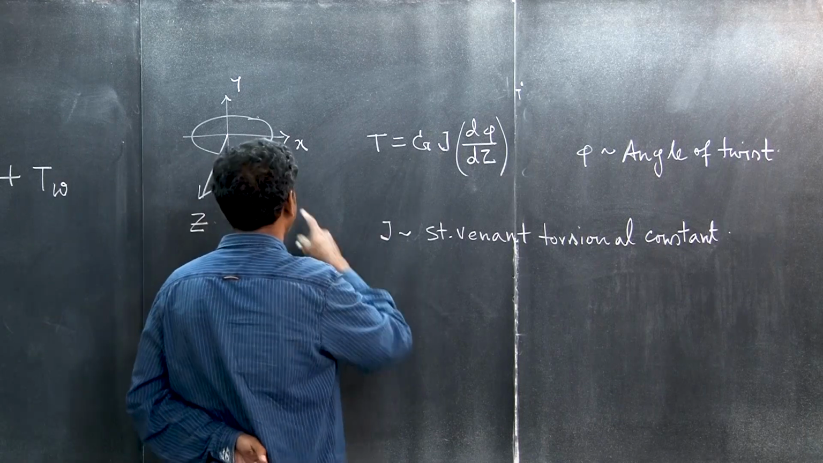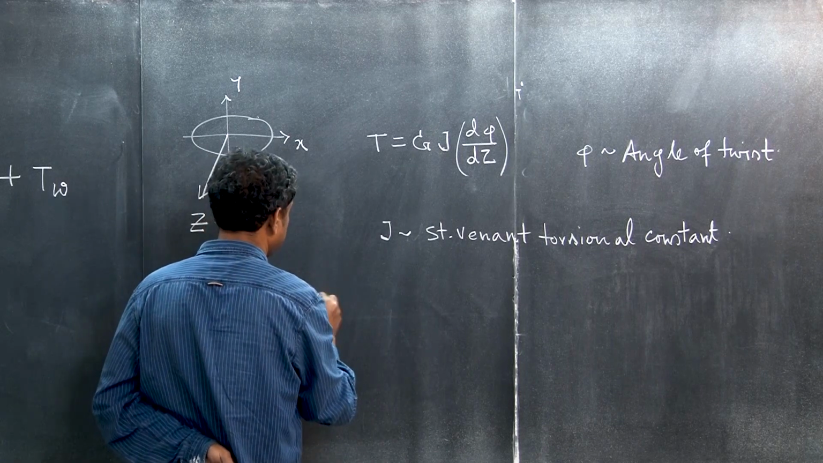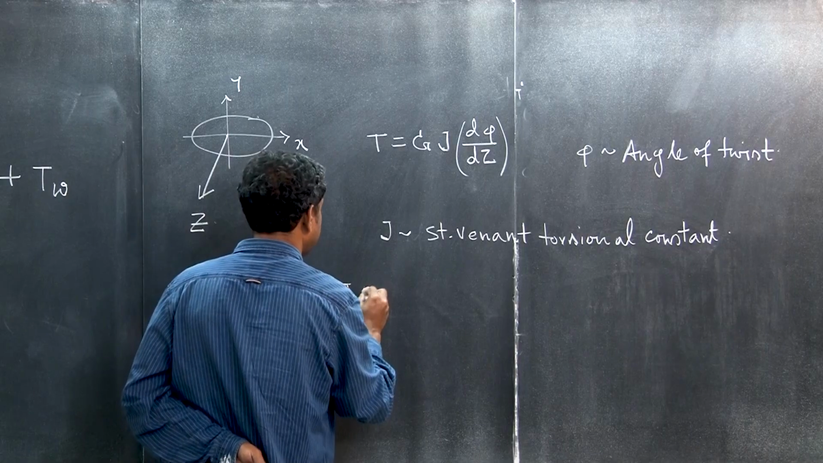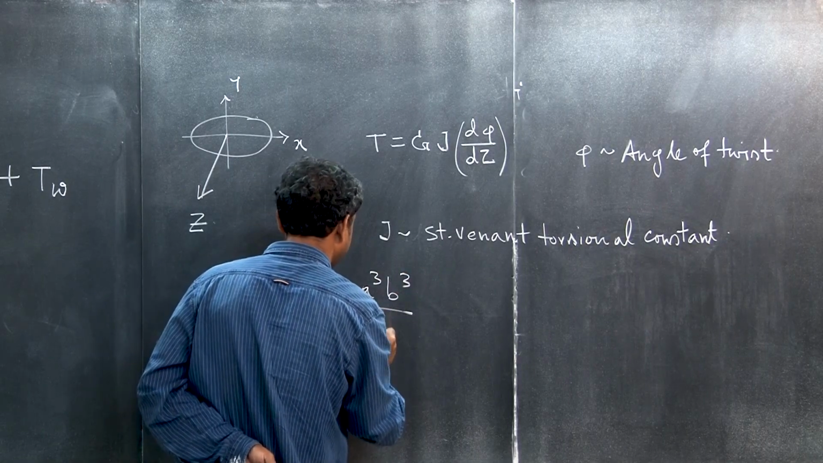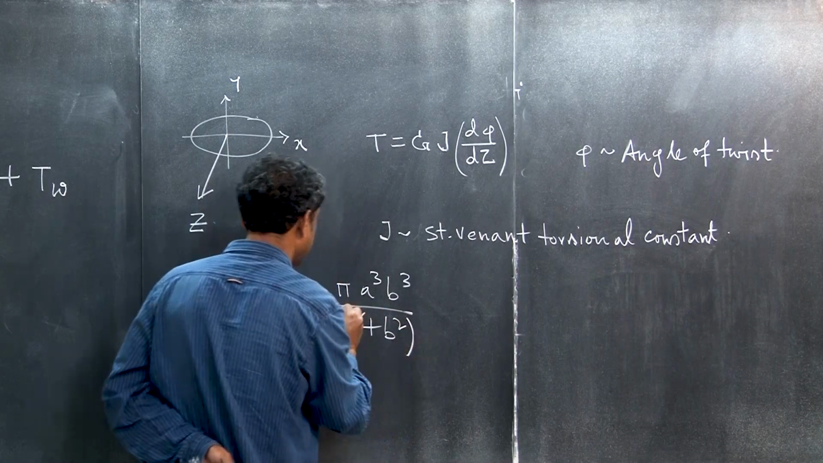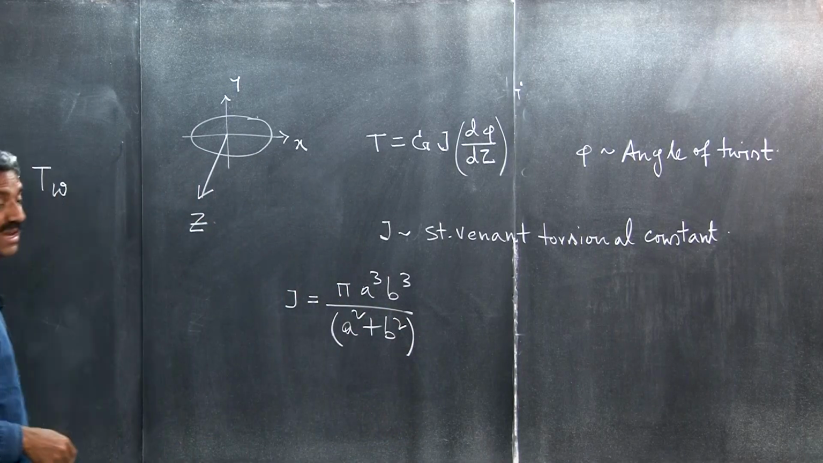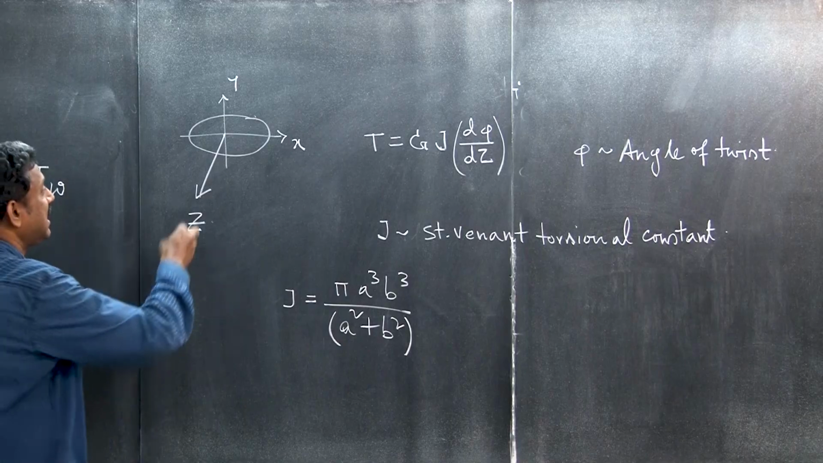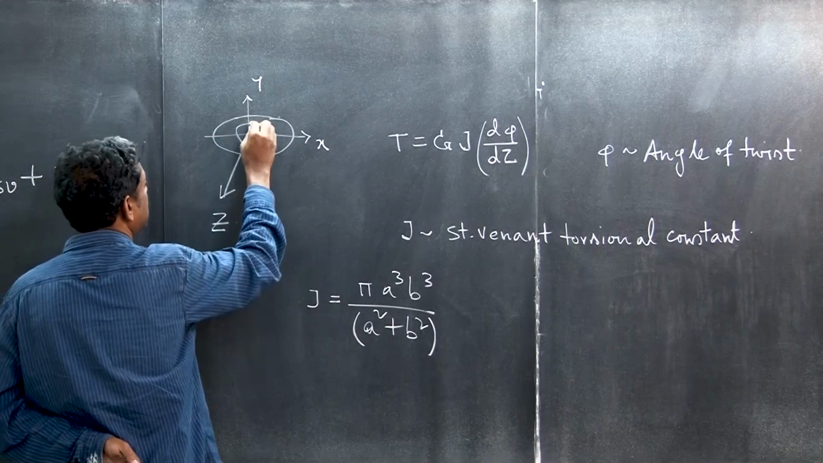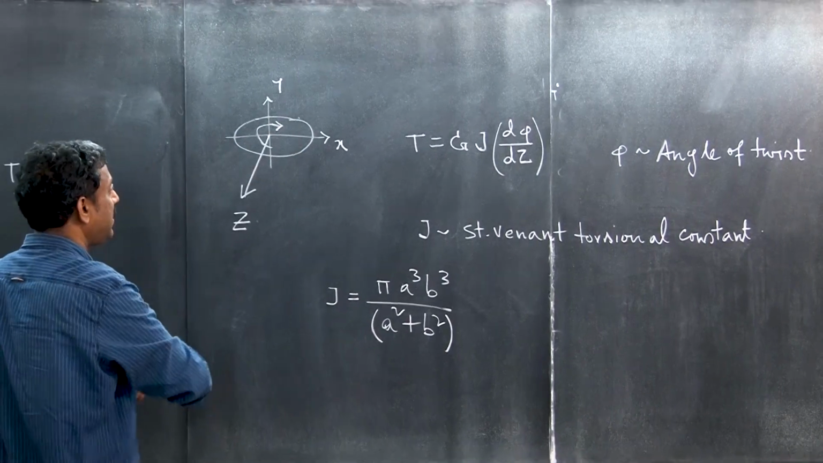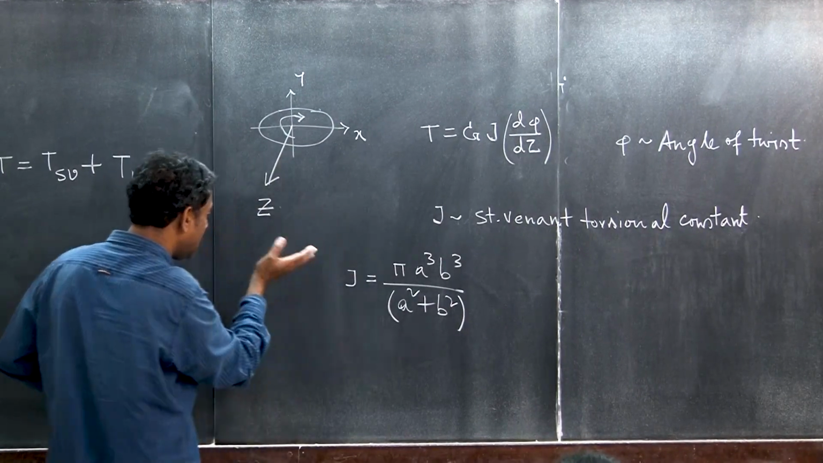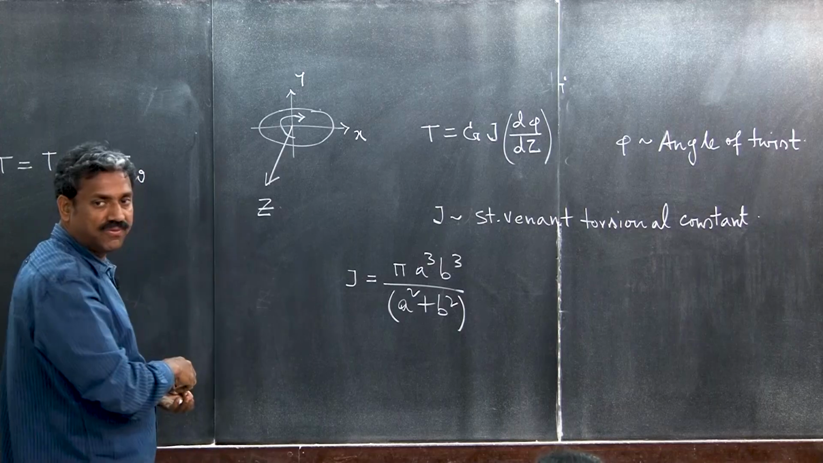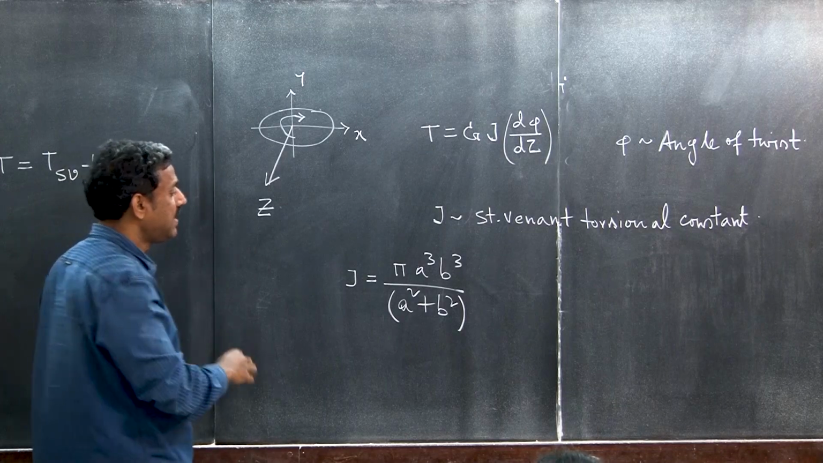So, J you have to find out for the various sections. For example, here for the elliptical section it is πa³b³ divided by a² plus b², something like this. And for the elliptical section, if it is subjected to this kind of torque, what will happen? This quadrant will go inside and this quadrant will come out, and then the next will go inside and come out. So, bulging will happen, right.